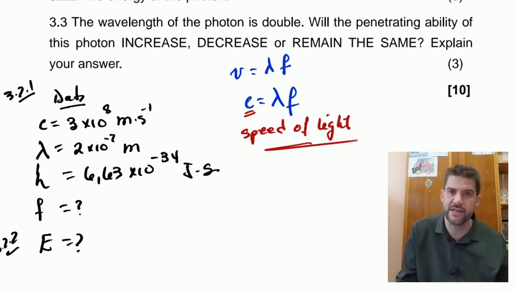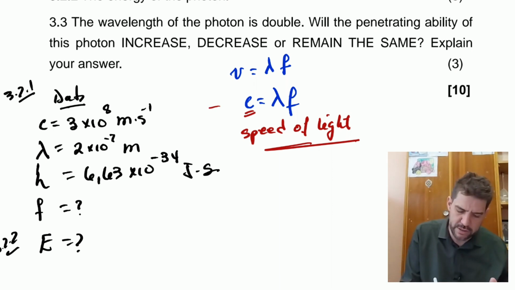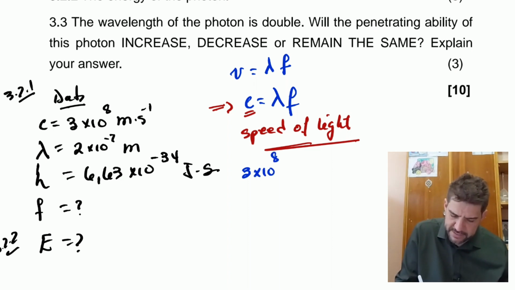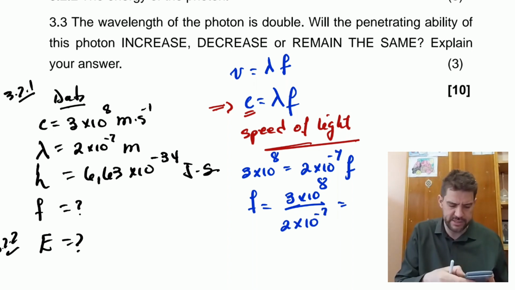You need to memorize that one. So don't use the formula of v equal to delta lambda multiplied by f, rather use the correct one, which is this one here. When you substitute, and I like to substitute in there, this one will be 3 times 10 to the 8 is equal to wavelength, which is 2 times 10 to the minus 7, multiplied by frequency. When you rearrange, frequency is equal to 3 times 10 to the 8 divided by 2 times 10 to the minus 7.